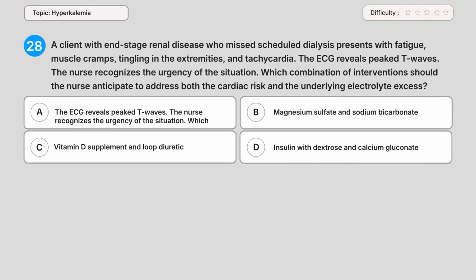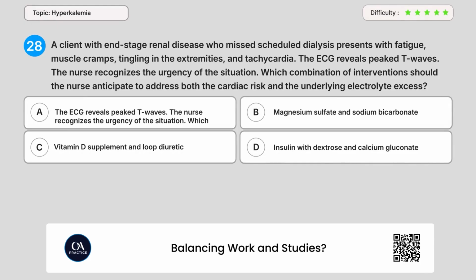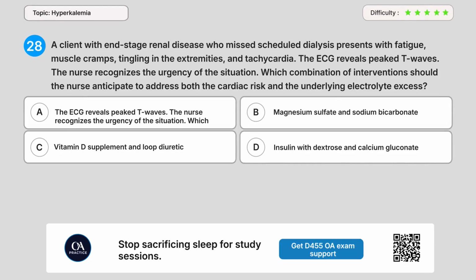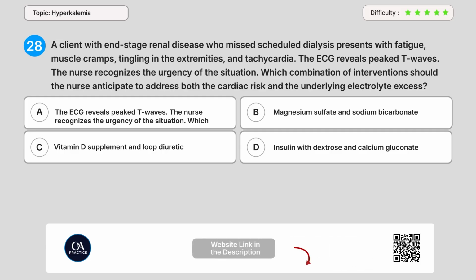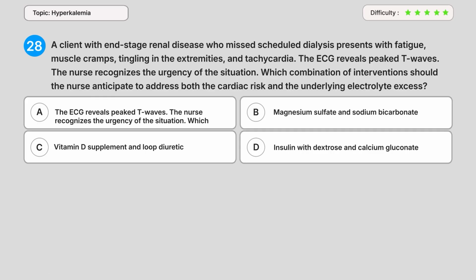28. A client with end-stage renal disease who missed scheduled dialysis presents with fatigue, muscle cramps, tingling in the extremities, and tachycardia. The ECG reveals peaked T waves. The nurse recognizes the urgency of the situation. Which combination of interventions should the nurse anticipate to address both the cardiac risk and the underlying electrolyte excess?